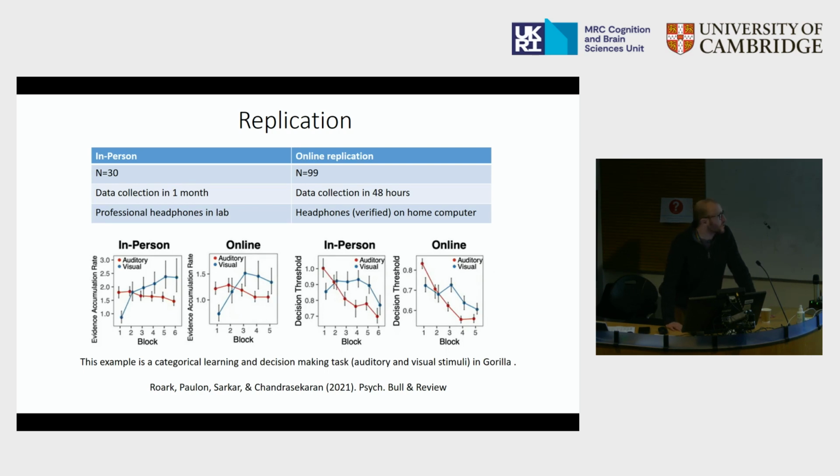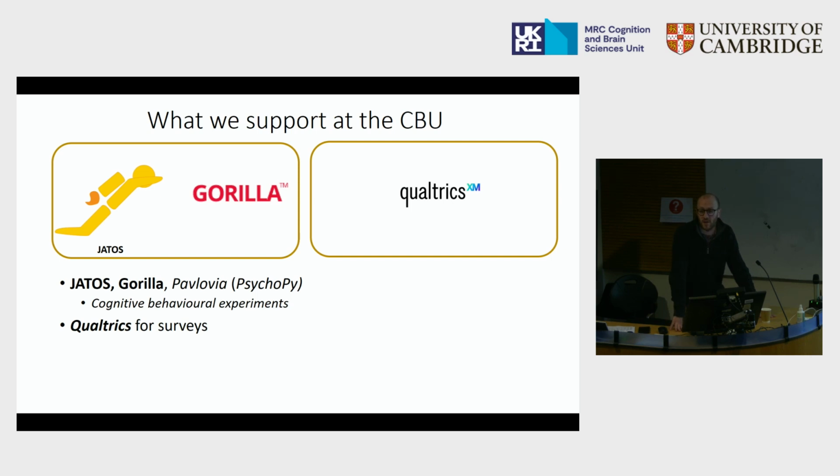And I won't go into details of what the study was, but just focusing on the patterns of the plots here, you can see there's in-person and the online replication in both the auditory and visual domain, and the pattern results are strikingly similar. So there are various other ones out there, so I would advise if you've got a particular question of interest, look if somebody has been able to replicate it successfully online.